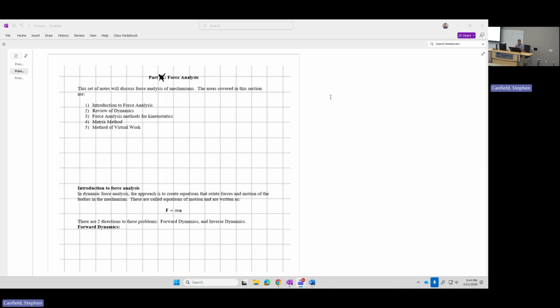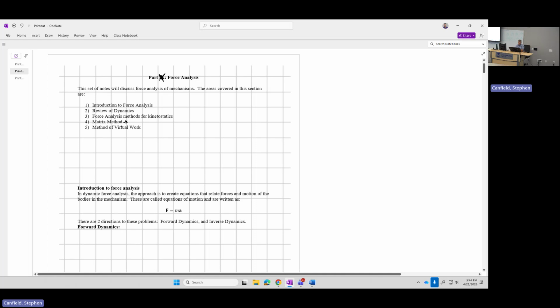In this set of notes, I'm going to give you an introduction to force analysis. Actually, you've already seen force analysis using the method of virtual work. In this case, we're going to cover a kinetostatic method called the matrix method, and I'm going to give a little review of dynamics. All right, so let's dive right in.